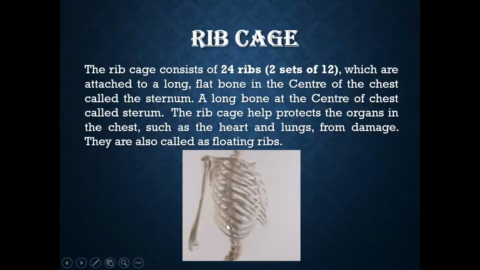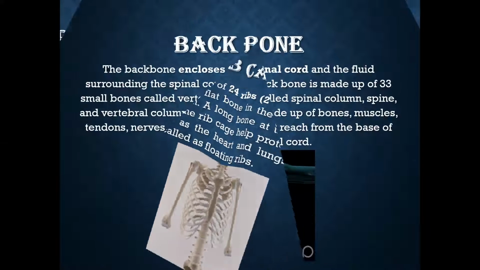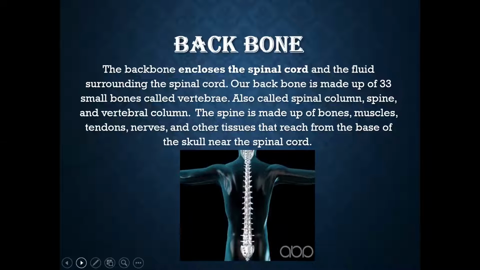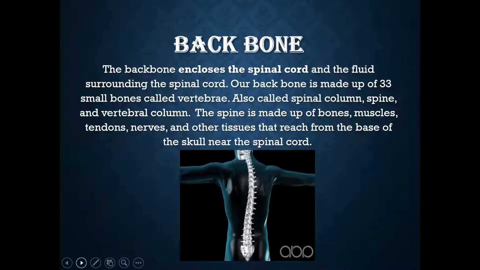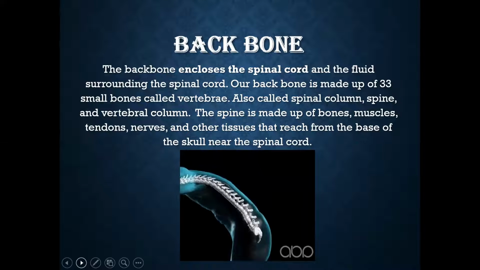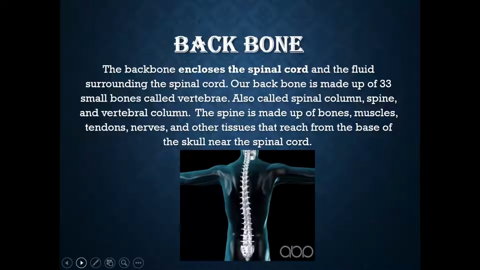Here, these are the floating ribs. Next, coming to backbone, the skull is attached to the backbone, which forms the main axis of our skeleton.